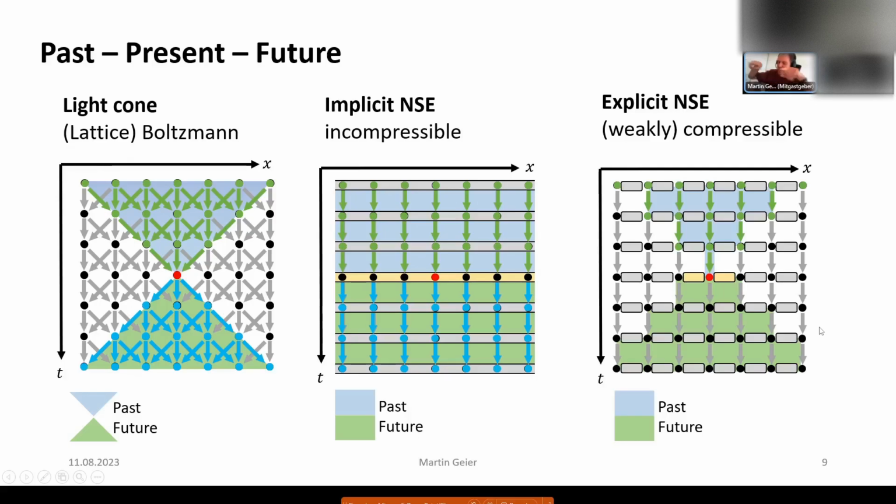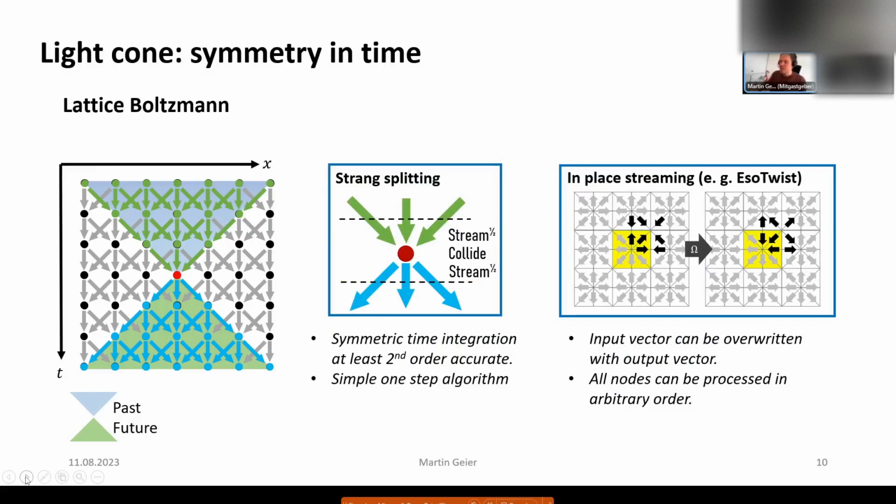And by this horizontal computation in one time level, of course, we also build something like a light cone, but this light cone is not completely symmetric. So in the Lattice-Boltzmann equation, this is a completely time symmetric operation, and this time symmetric operation has certain interesting conditions and advantages. So because this is a symmetric operation in time, what you can do is something that's called trunk splitting.